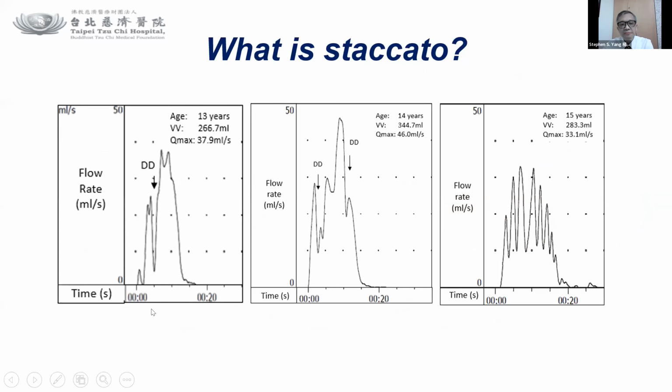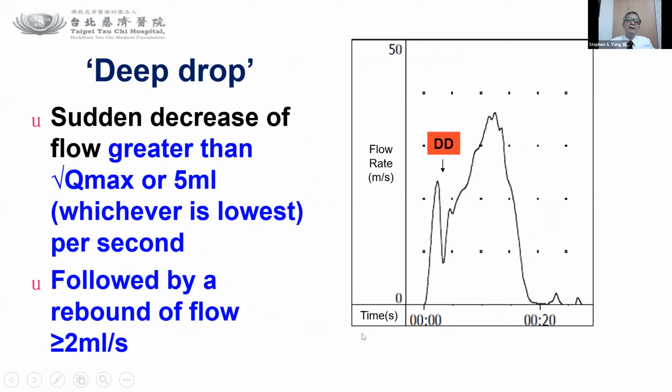Staccato flow pattern: the 3 curves are all named staccato. Let's think about the staccato. It means a sudden decrease of flow greater than the square root of Qmax, and I put 5 ml, whichever is lowest. And I also put per second, because speed is important to describe the sudden drop.